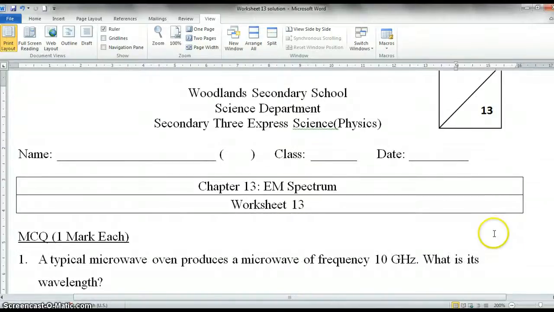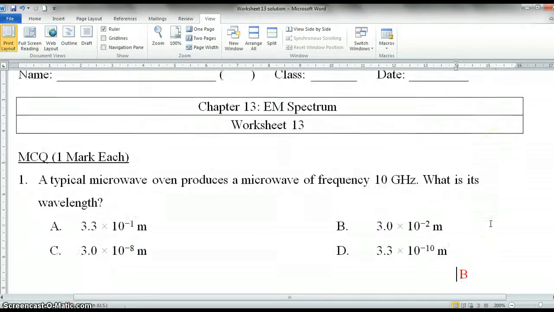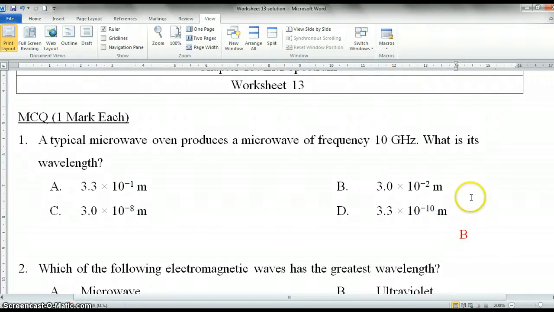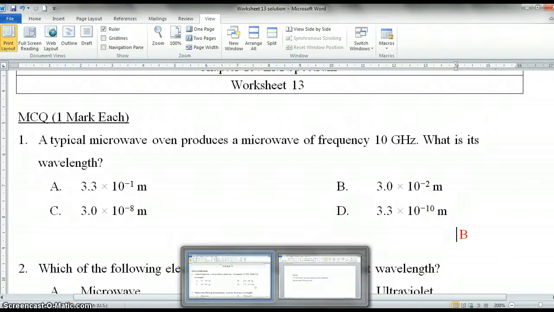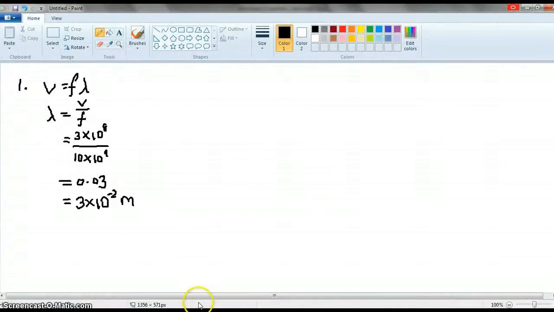Okay, solution to worksheet 13 on EM spectrum. Okay, question 1. Microwave produces a frequency of so and so. What is the wavelength? Okay, answer is here. Apply v equals f lambda. We know that microwaves obey this equation, right? So find the wavelength equals speed over frequency.